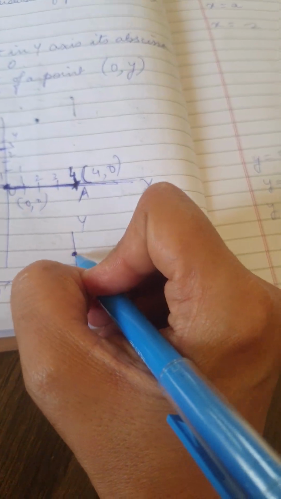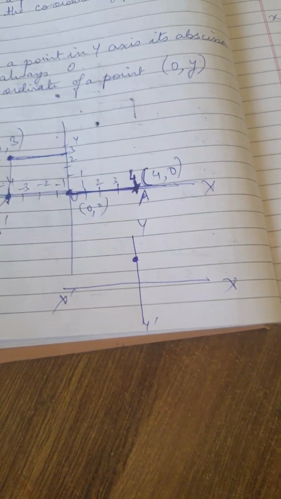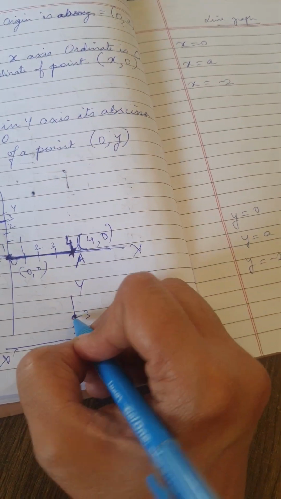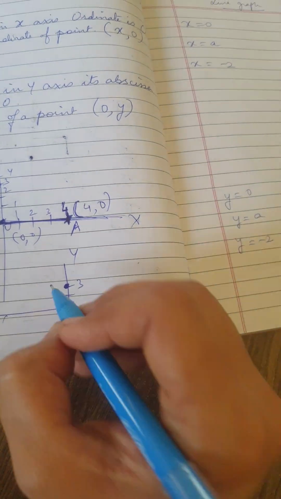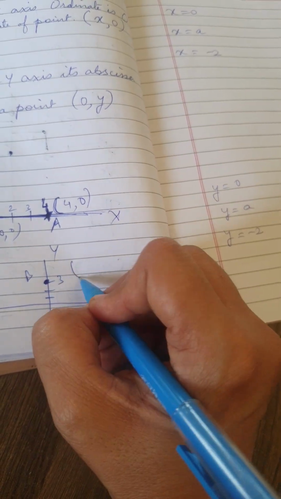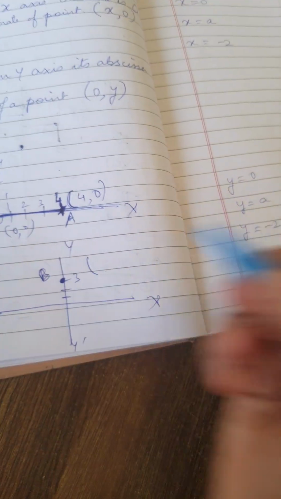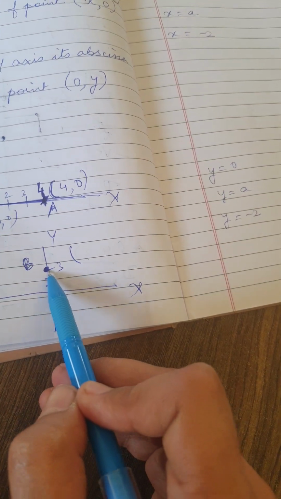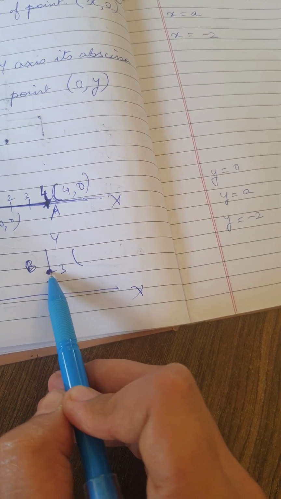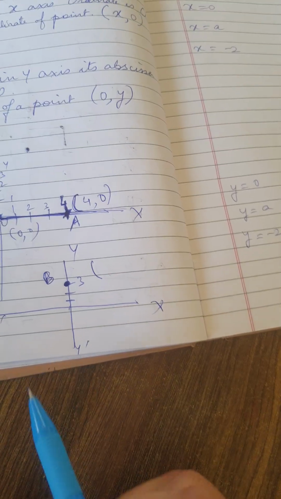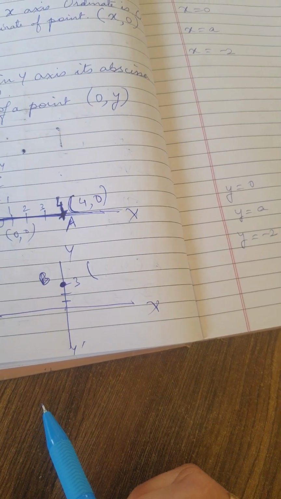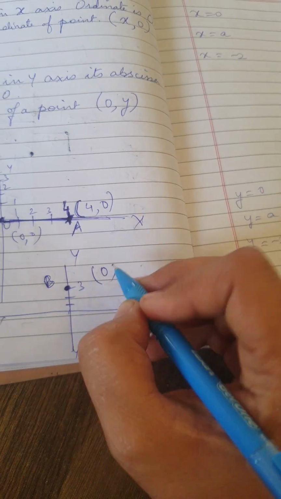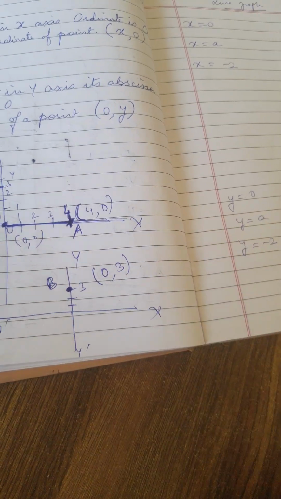if we plot any point over the y-axis, 1, 2, 3, what would happen? If I want you to write the coordinates of this point B, what you can see here is you have a value of y, but there is no value for x here because it is lying over the y-axis. So the coordinate of this point would be, x will become 0 and y would be 3.